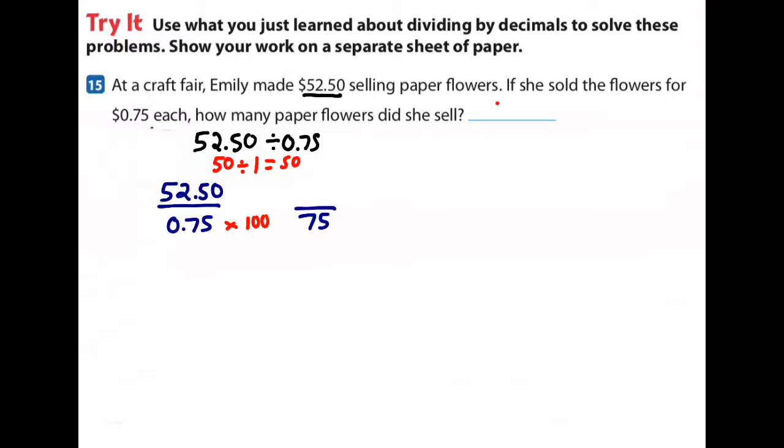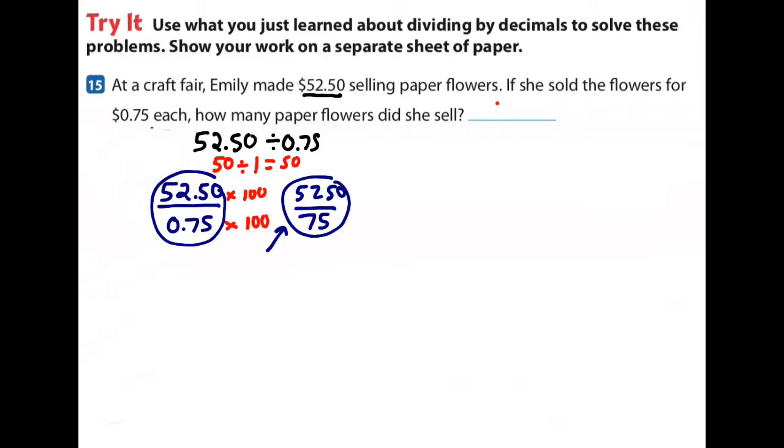Now, whatever I do to the denominator, I do to the numerator. So I have to multiply that by 100. And if I do that, that's going to move that decimal point twice to the right. And I'm going to get 5,250. So keep in mind, this fraction is equivalent to this fraction. But we like this one better because it's all whole numbers, right? So that's the division problem we're going to solve.